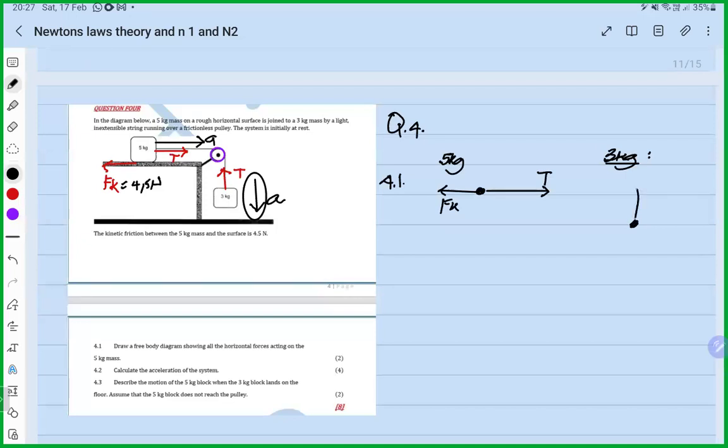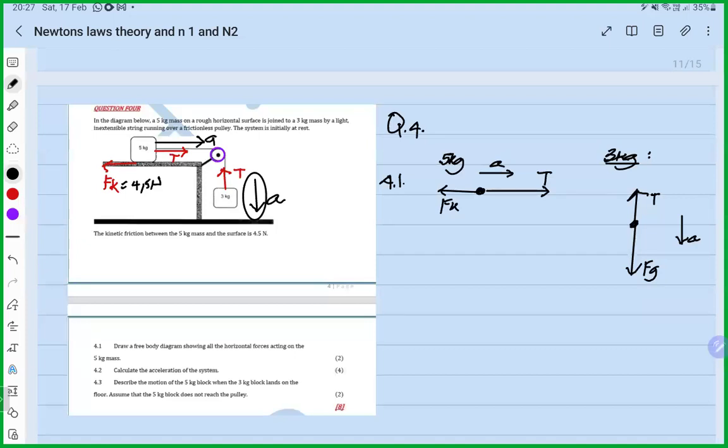Here, you're going to have your tension force acting upwards. Very poorly drawn. And you're going to have your gravitational force acting downwards. This is accelerating down. That's accelerating to the right. Please don't put this on your free body diagram, but I'm doing that to point out something there.